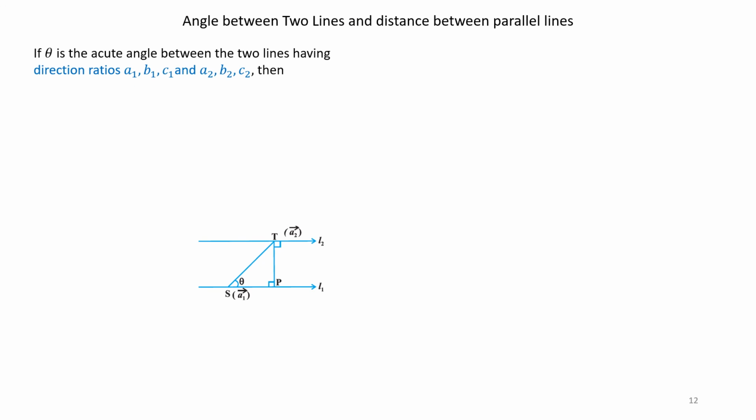Angle between the two lines. This is only a rough go through. Theta is the acute angle between two lines. Here you see two lines. The two lines have direction ratios a1, b1, c1 and a2, b2, c2. So L1 is a1, b1, c1 and L2 is a2, b2, c2. Then cos theta is given by the mod of a1 a2 plus b1 b2 plus c1 c2 divided by the square root of a1 square plus b1 square plus c1 square into the square root of a2 square plus b2 square plus c2 square.